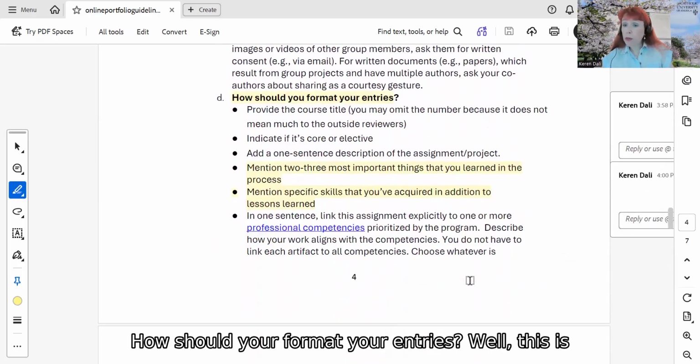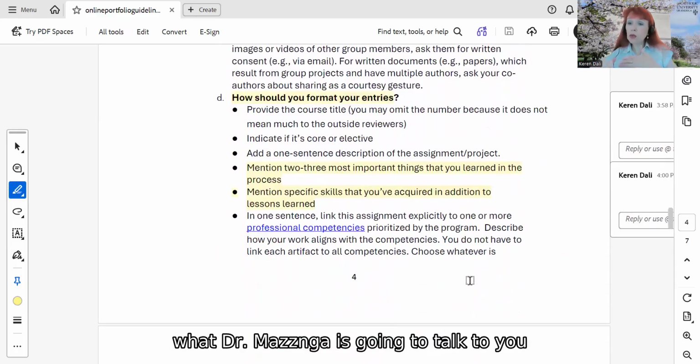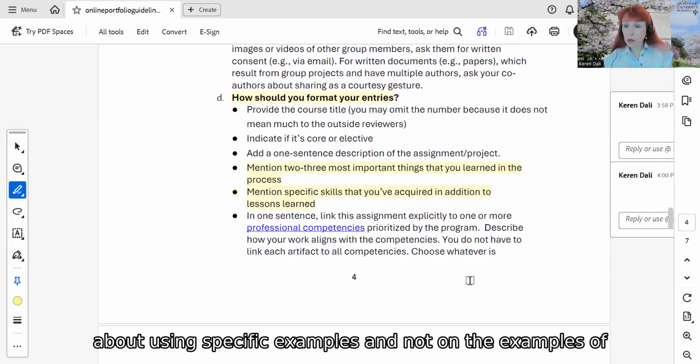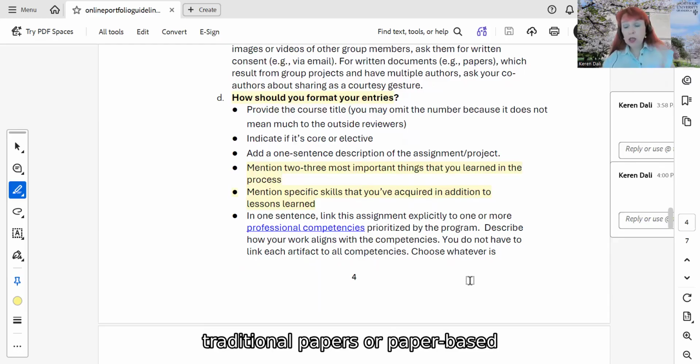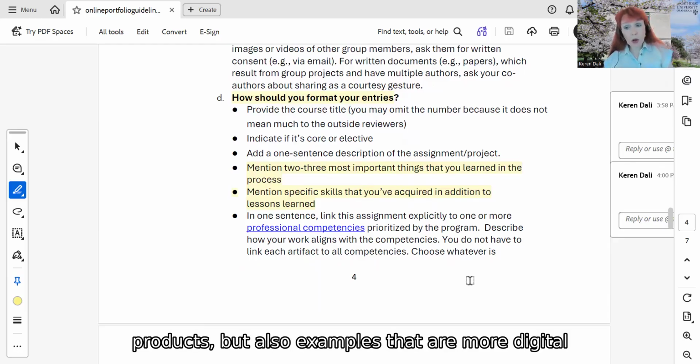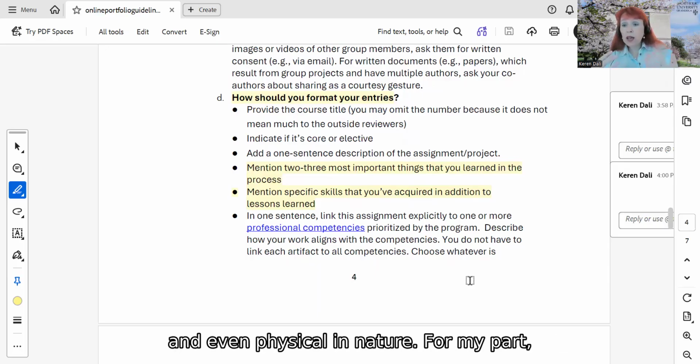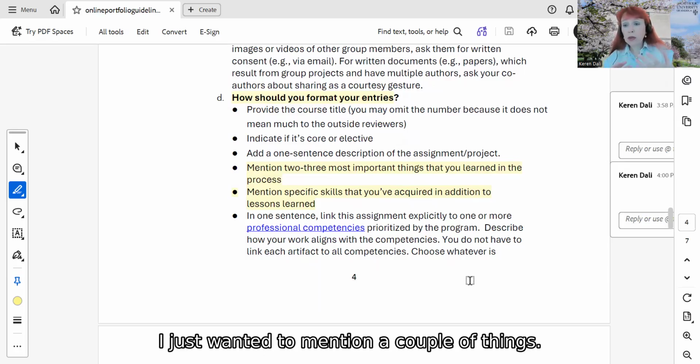How should you format your entries? Well, this is what Dr. Mazengo is going to talk to you about, using specific examples, and not only examples of traditional papers or paper-based products, but also examples that are more digital and even physical in nature. For my part, I just wanted to mention a couple of things.